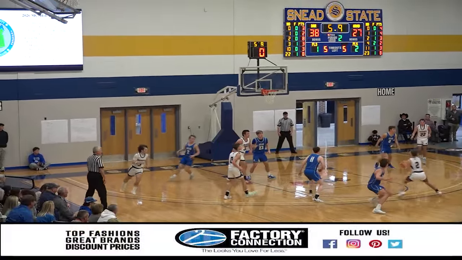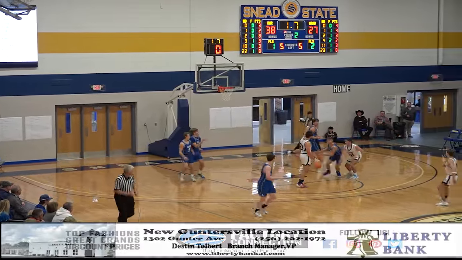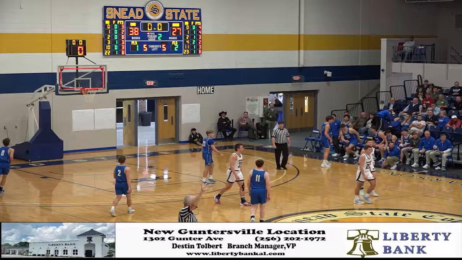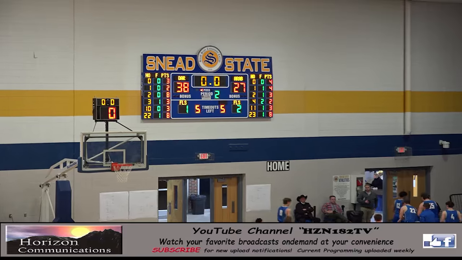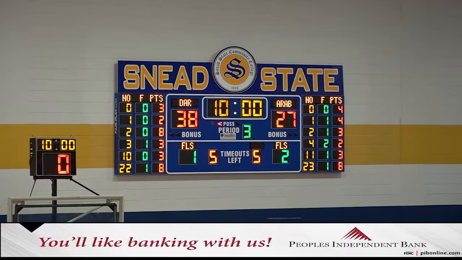He goes to Hudson Broadway. Broadway, top of the key, is up and no good. Arab's got to hurry to get off a shot. It's knocked away, and it's launched from about 3/4 court, and it's no good, and we're at the half. The DAR Patriots lead the Arab Knights 38-27.